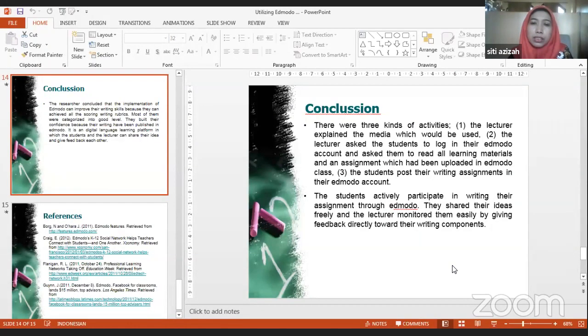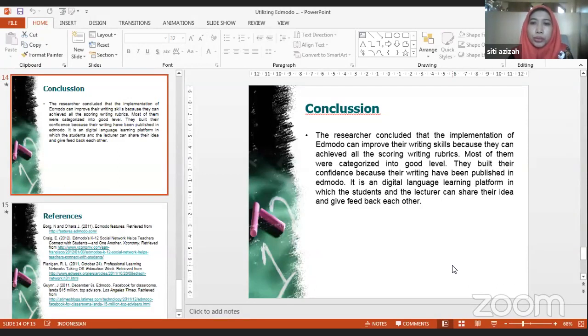And the conclusion based on our research is that the implementation of Edmodo can improve their writing skills because they can achieve all the scoring writing rubrics. Most of them were categorized into good level. They built their confidence because their writing had been published in Edmodo. So I think it's suitable for our pandemic era now, for this era the students need a digital language learning platform in which both the lecturer and the students can share their ideas and give feedback to each other.